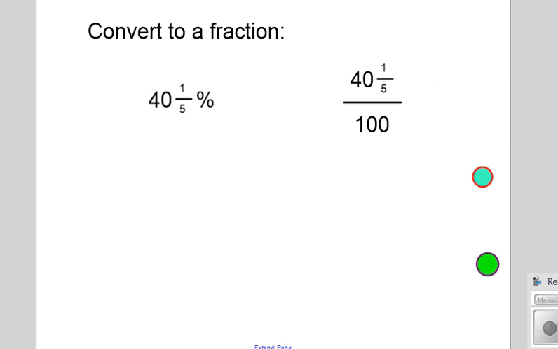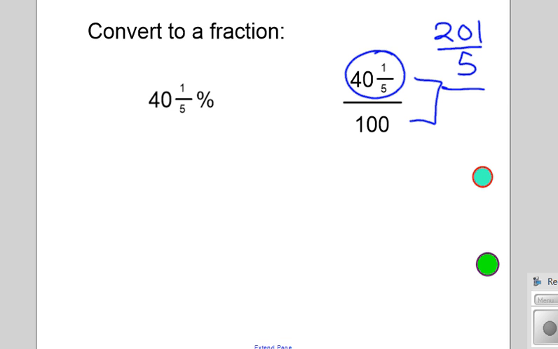Let's try it again. So this time we got 40 1/5%. Place it over 100. This is what our process should be. But of course, once again, we're left with that mixed number. And even if we were to convert it, 40 times 5 is 200, so 201 fifths divided by 100. And that, of course, is hard.